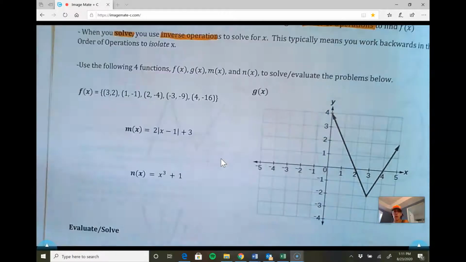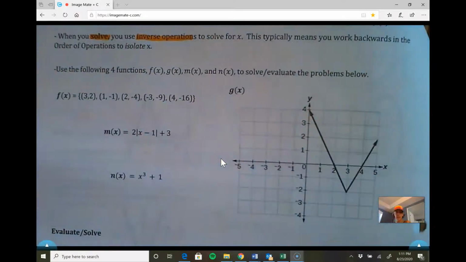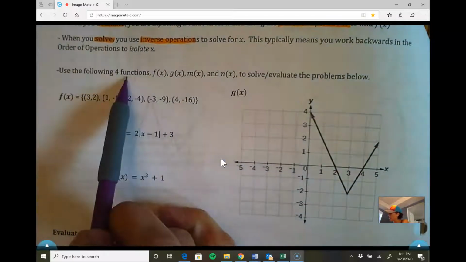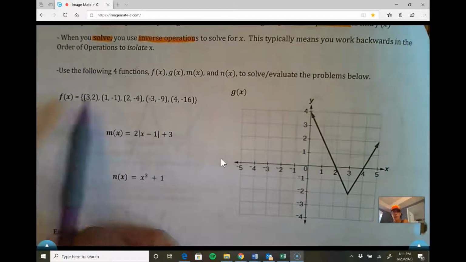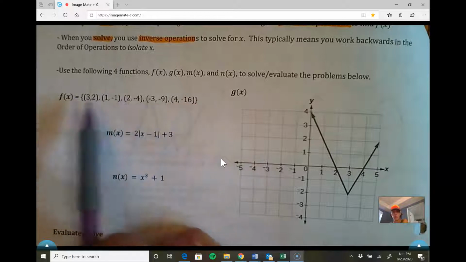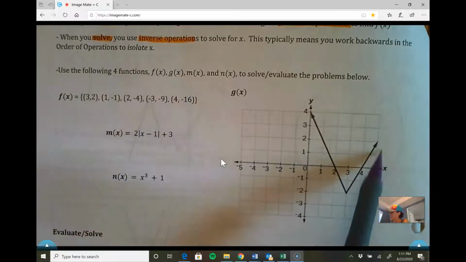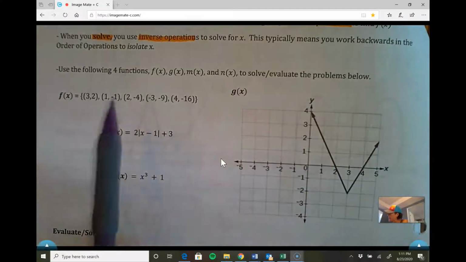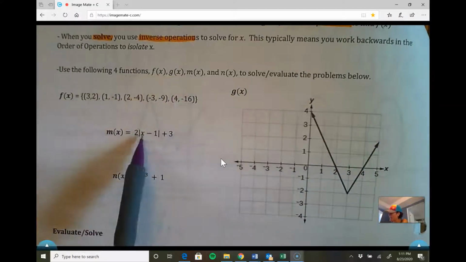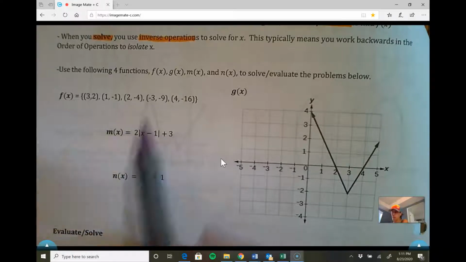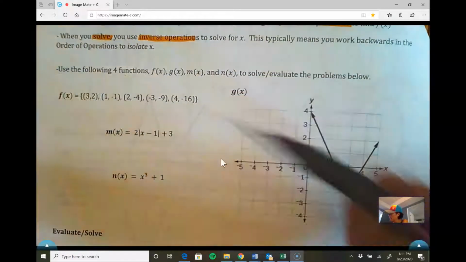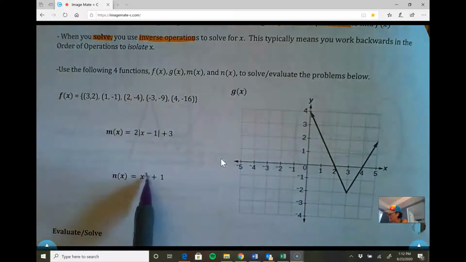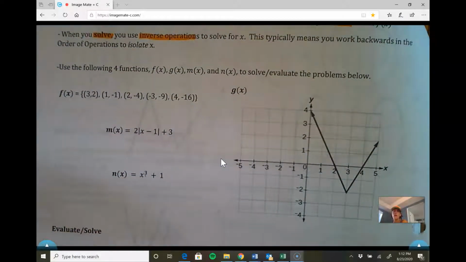You're not just going to work with one function, but you're going to be given several functions. So we've got 4 functions. We've got f of x, which is just a set of data points, some ordered pairs. We've got g of x, which is a graph, a function. This is actually an absolute value graph. We've got m of x. This is another absolute value because of the bars. And then we've got n of x, and this is called a cubic function.